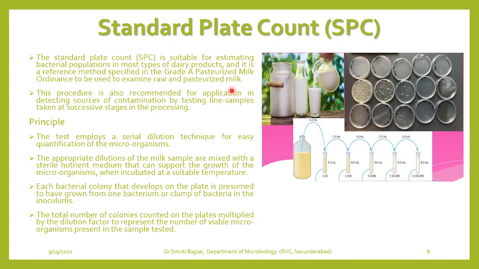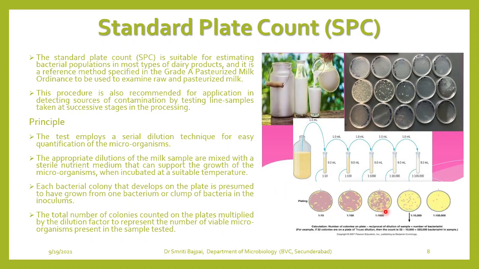This is again a quantitative method, because we are going to count the number of the cells. Like here, DMC is also a quantitative method. And in this test we will employ serial dilutions, like here you can see. After the serial dilution we will plate it, and on the basis of the number of organisms grown after the incubation, we can calculate the number of organisms present in the given milk sample, and on the basis of that we can grade the milk.